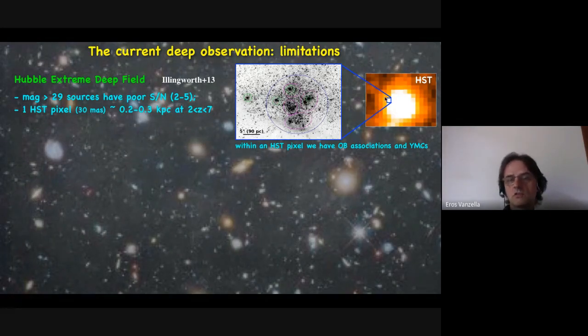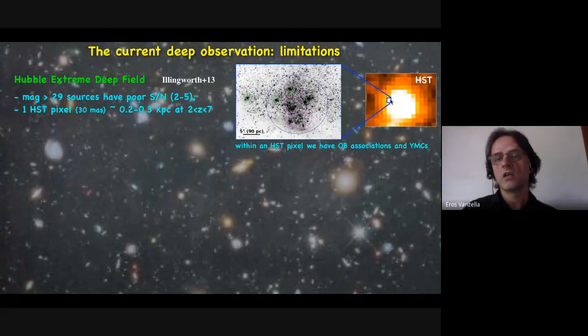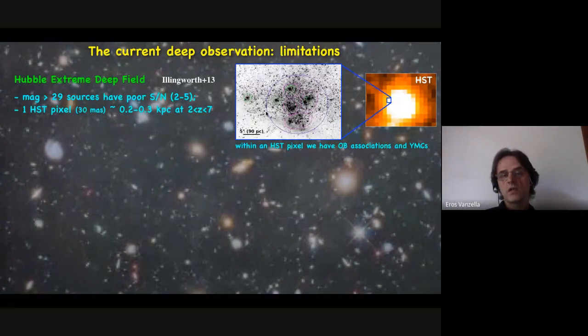So here is a sort of cartoon. You have one single pixel. We know that there are a lot of things inside, okay? There are OB associations, star clusters, HII regions, and so on. This is an example with a scale of 90 parsec physical, of course, obtained from the ground, from the local universe.